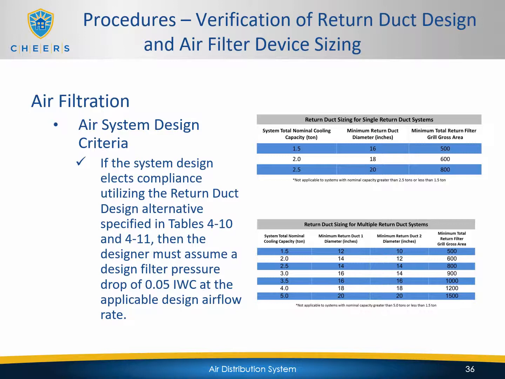As we mentioned earlier, if the system design elects compliance utilizing the return duct design alternative specified in the tables that we talked about before, then the designer must assume a designer filter pressure drop of 0.05 inches of water column at the applicable design airflow rate. So if they're using those 2 particular tables, the value for the design filter pressure drop automatically defaults to 0.05 inches of water column.